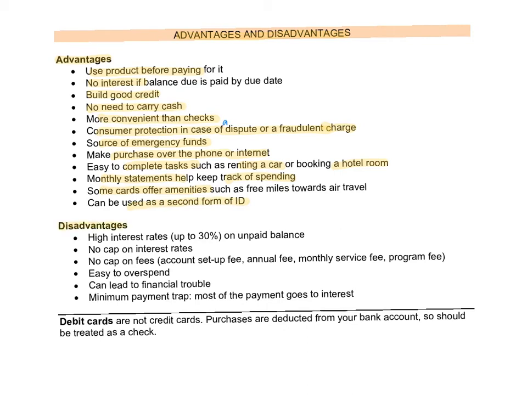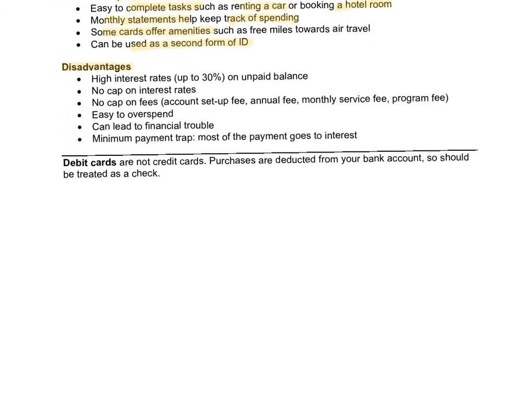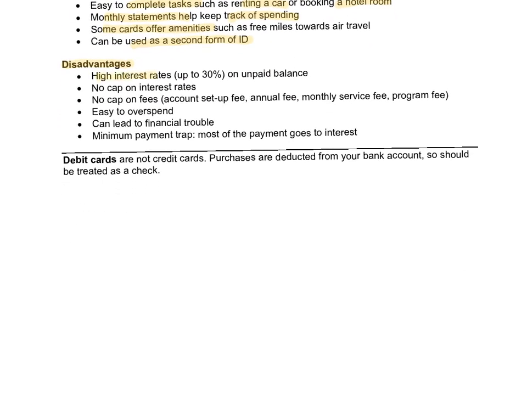So the disadvantages, and we've talked about some of these, high interest rates. I've seen credit cards as high as 30% on unpaid balances.